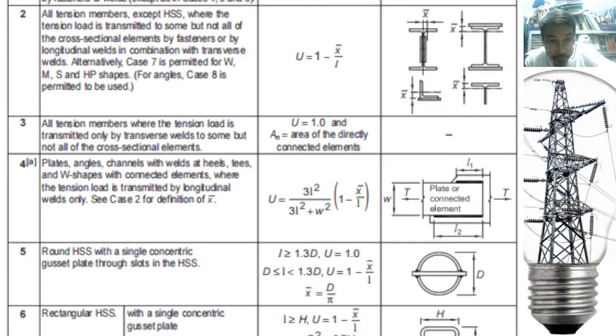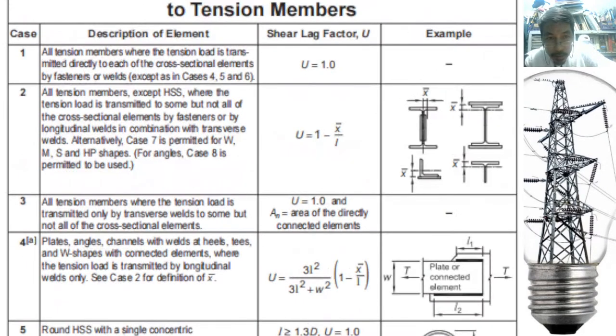In this case, so except case 4, 5, and 6. Look at case 4, the connection is like that, so that is not case 4. We are not case 5, that is not circular. We are not case 6. So we are not case 4, 5, and 6. Therefore, we are case 1.